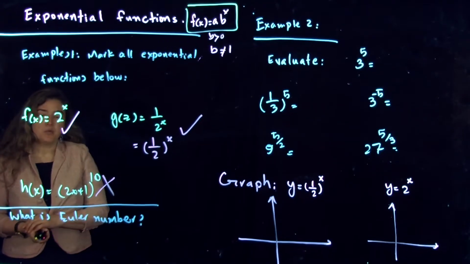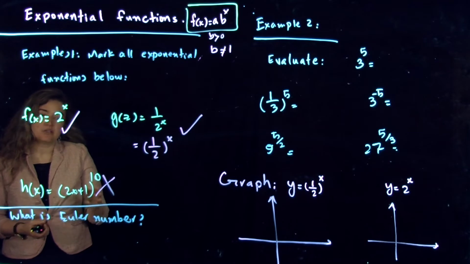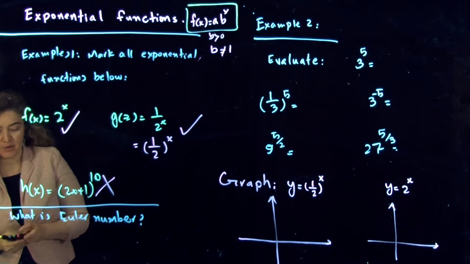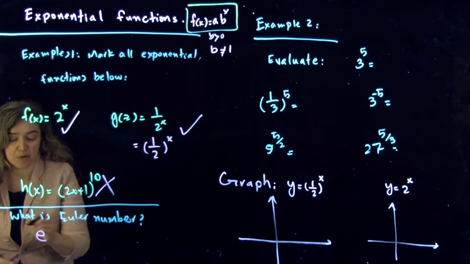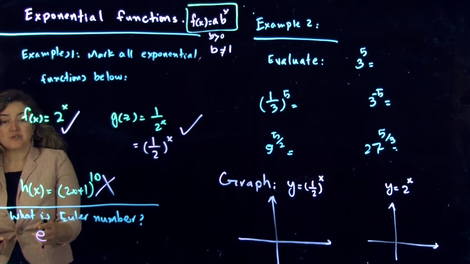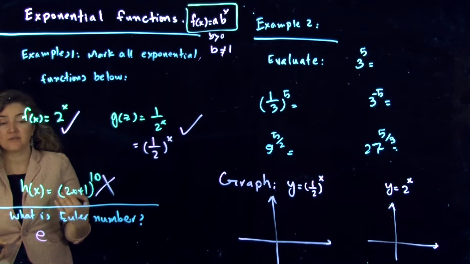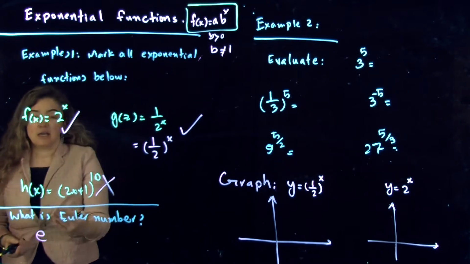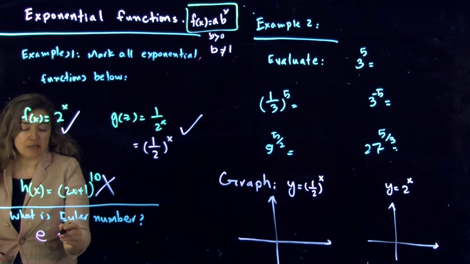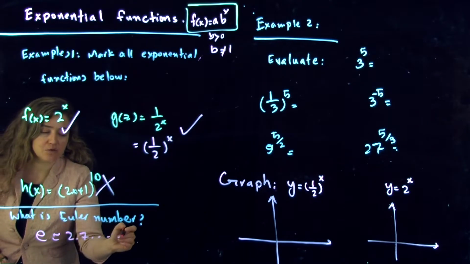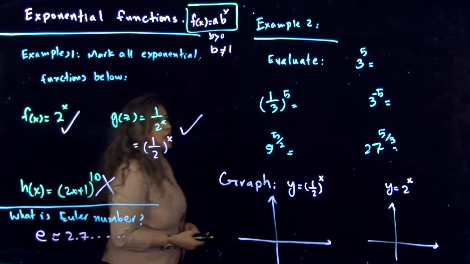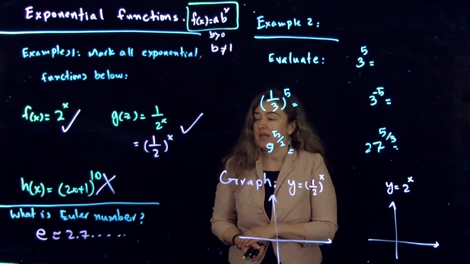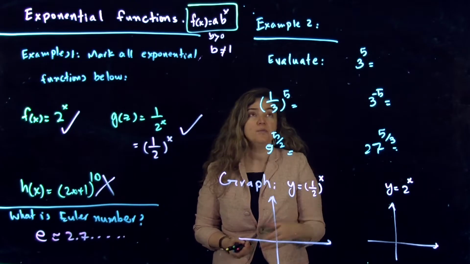Before continuing, I want to discuss briefly what Euler's number is. We always show Euler's number with the letter e, and that's reserved, like how pi is reserved for 3.14 and goes on forever. Euler's number is 2.7 and goes on forever. And this is actually a natural base for exponential functions, and we discuss it later as we go.